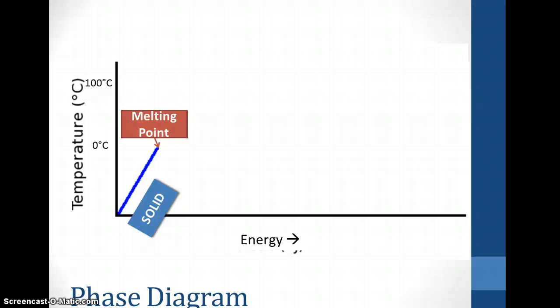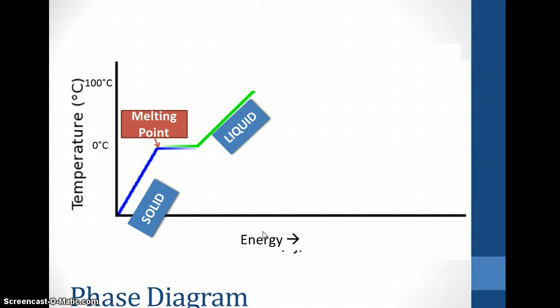This makes sense because yesterday we learned that the solid particles move slowly or vibrate slowly in place. As a solid starts to become hotter, the melting point occurs, so the temperature at which a solid starts to turn into a liquid. So in this phase change diagram, the melting point is at about 0 degrees Celsius. At this point, the solid begins to turn into the liquid. And the liquid is over here, which as you can see has higher energy and higher temperature than the solid.